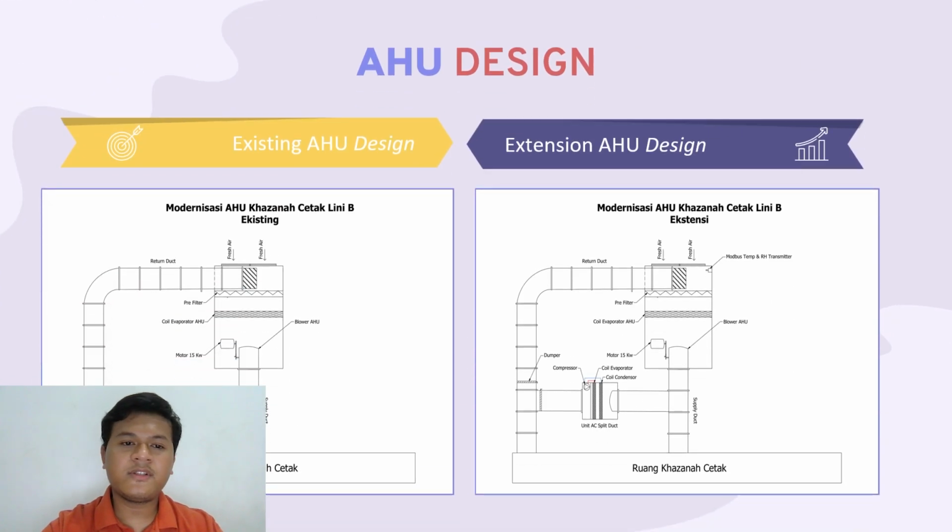And here's the AHU design. On the left side is the existing AHU design, and on the right side is the extension AHU design. A humidifier system and a dehumidifier system comprise the air humidity control system. The humidifier system consists of a fresh air damper that is open to allow return air to mingle with outside air, increasing the relative humidity level. The dehumidification system comprises a condenser coil and a 70,000 BTU per hour unit.